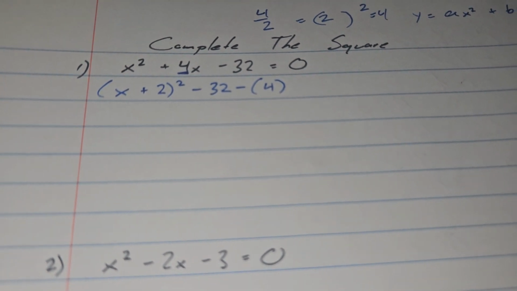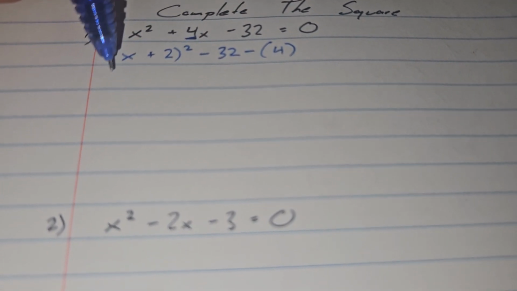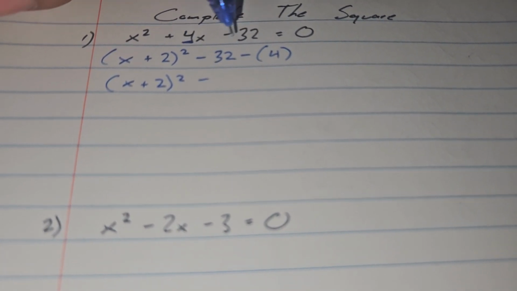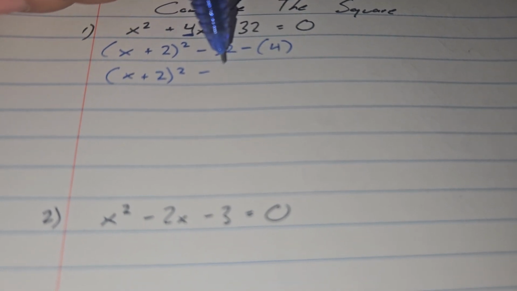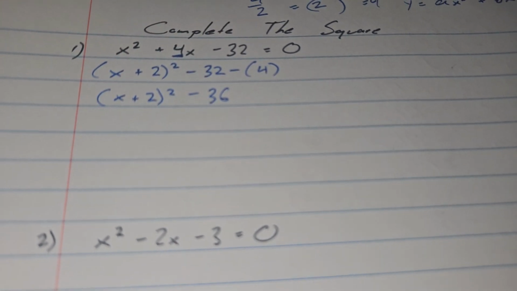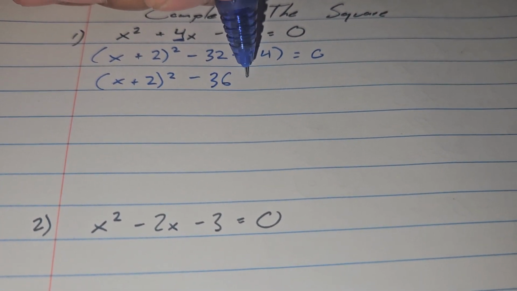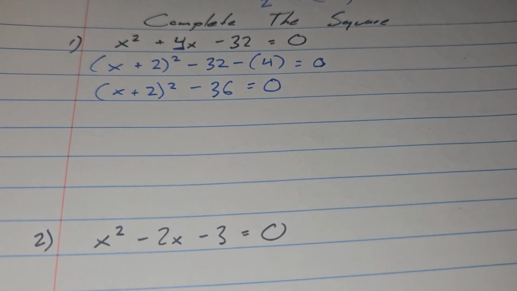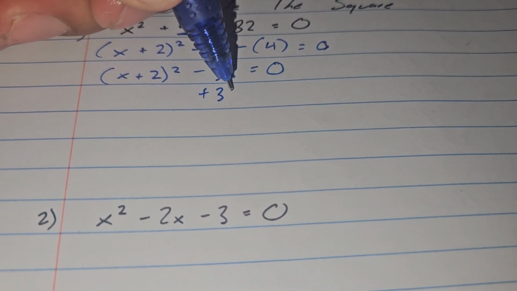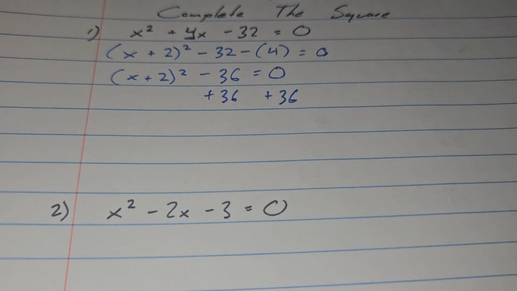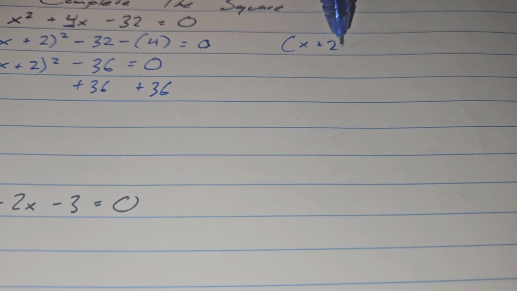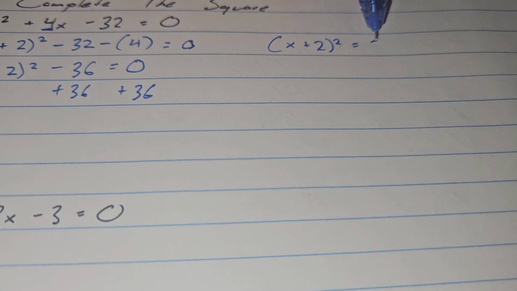So now you're left with this form. We have x plus 2 squared minus 32 minus 4, negative 32 minus 4 is negative 36. So now we can go ahead and solve. By the way, this equals 0. So now we can solve by moving this to this side, and we can do that by adding 36 to both sides. Now we're left with x plus 2 squared is equal to 36.